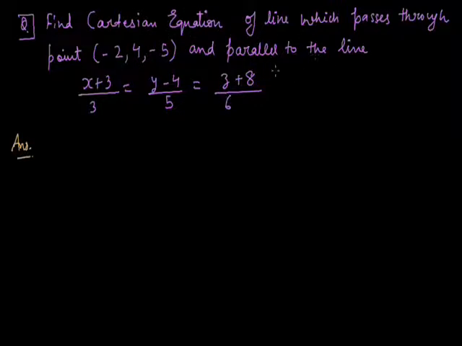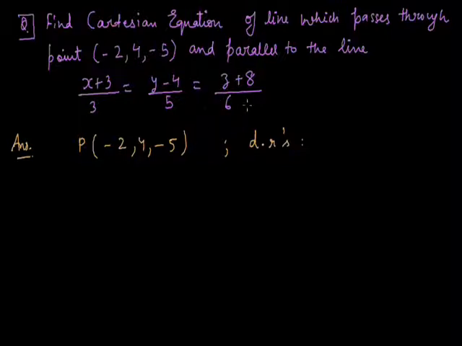In this case, you are not given a vector parallel to the line of which we need to find the equation. But remember, when you need to find the Cartesian equation, you just need a point, which is given to you as minus 2, 4, minus 5. And what else you need is the drs of a vector which is parallel to the line. So from this line you can find out the drs. This is the Cartesian equation of a line and the denominators over here are called drs.